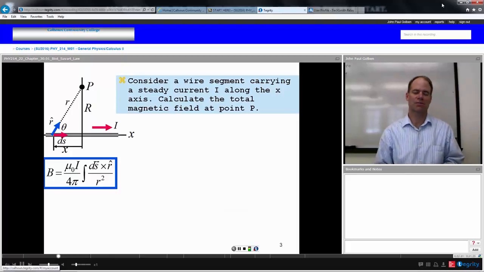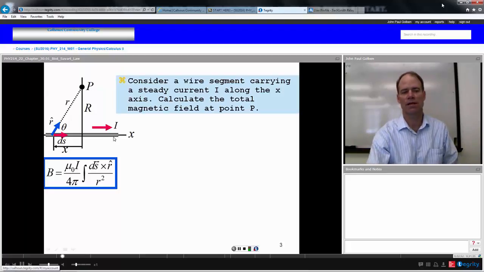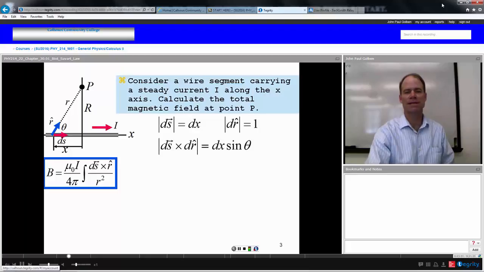So, consider this. We're going to be looking at several wires, and we want to find easier forms of this Biot-Savart law. Consider having a wire with a current running along the x-axis here, and we're going to consider an element of that wire, ds. The magnitude of ds would be dx along this wire, and the magnitude of this unit vector pointing to the point here is going to be 1. So the magnitude of ds crossed with r hat is going to be dx sine theta, where theta is the angle between the current direction and the vector pointing to that point as we move along this line.